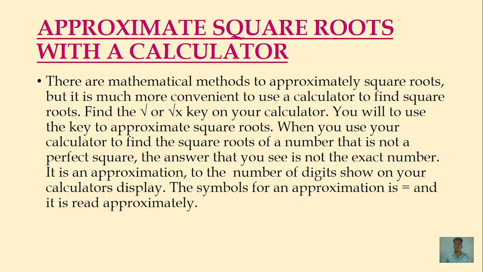When you use your calculator to find the square root of a number that is not a perfect square, the answer that you see is not the exact number. It is an approximation to the number of digits shown on your calculator display. The symbol for an approximation is ≈, and it is read as approximately equal to.